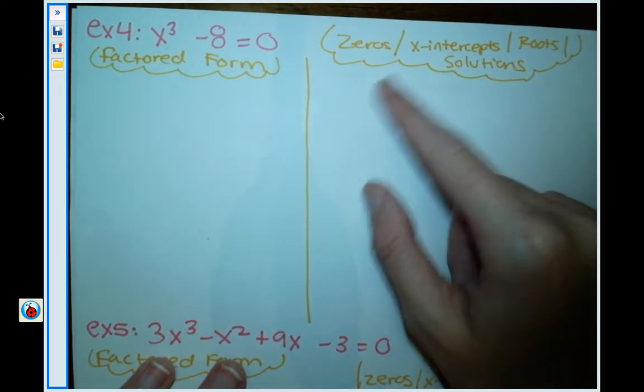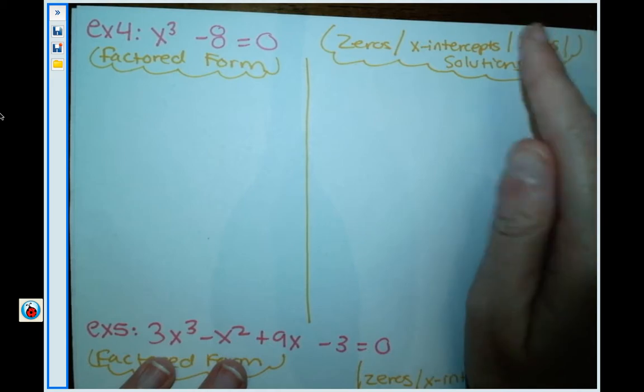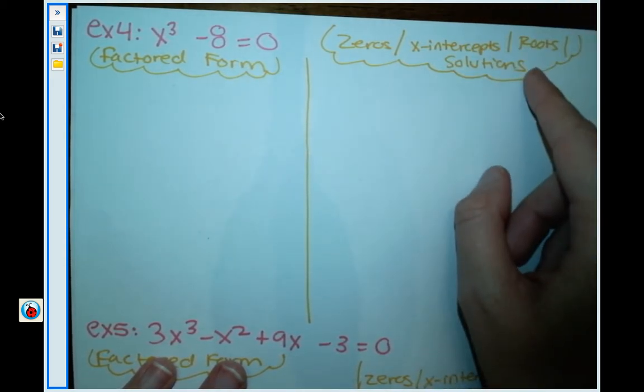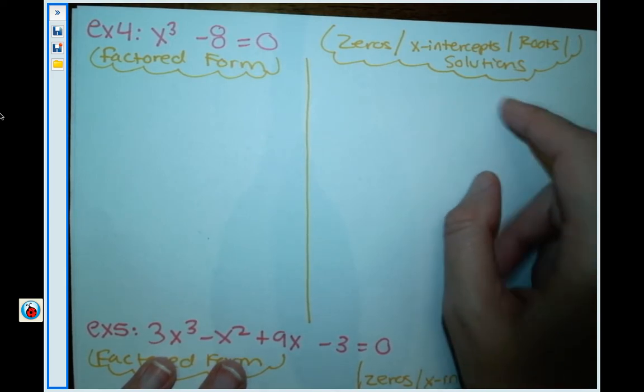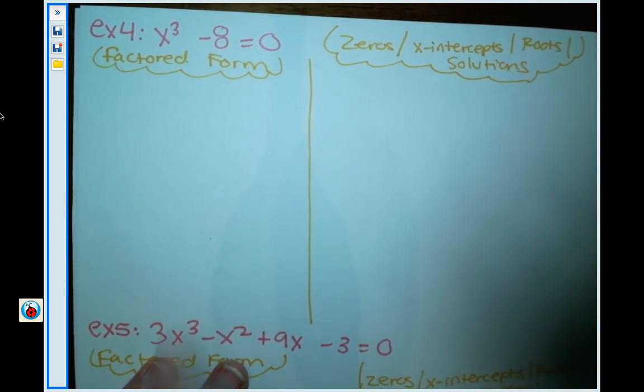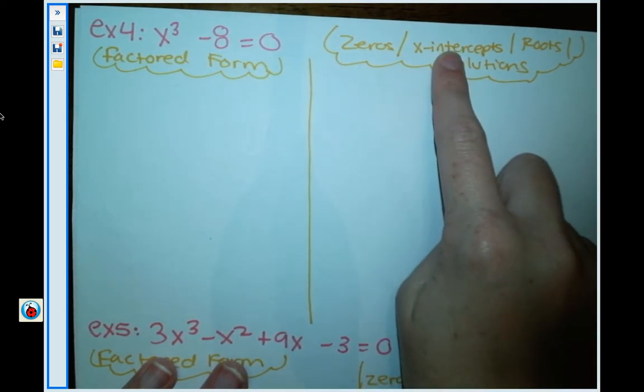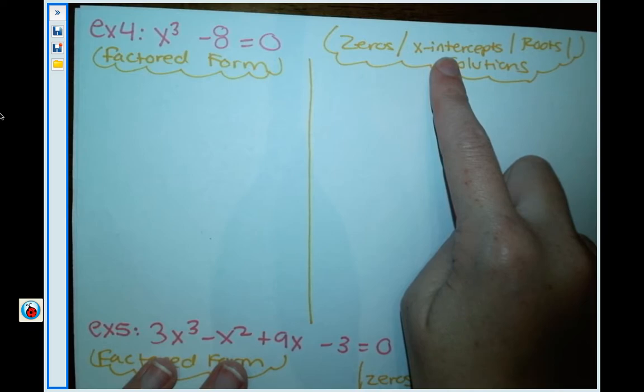Okay, but I wrote all the ways you can say zeros just so you get used to seeing them. So if you see the word zero, x-intercept, or root, or even solution, you are finding the same thing. You're basically setting y to be 0. When you find an x-intercept, you make y 0. When you find y-intercepts, you make x 0. So just keep that in mind.